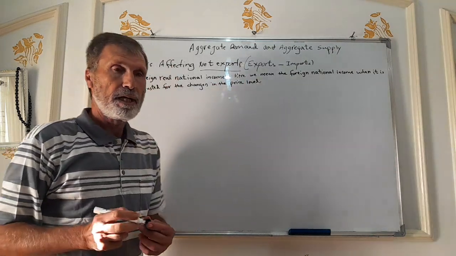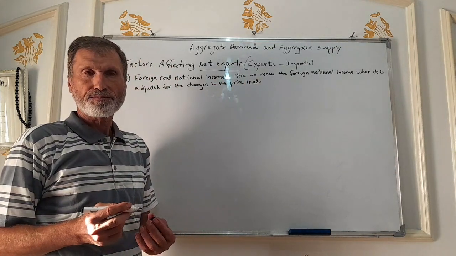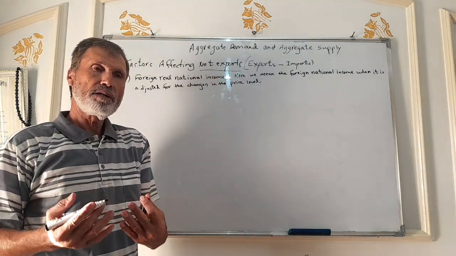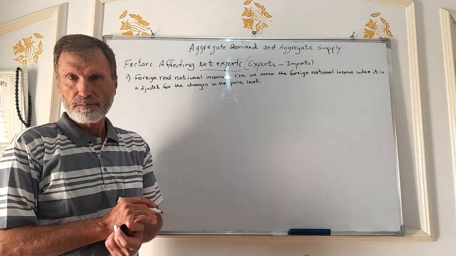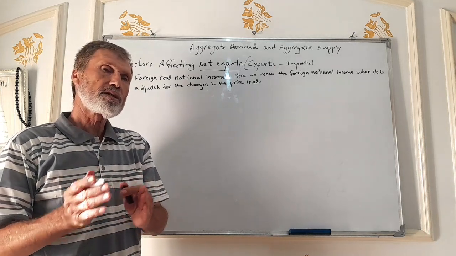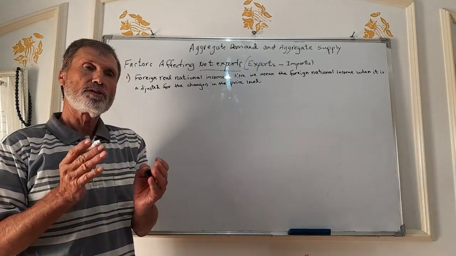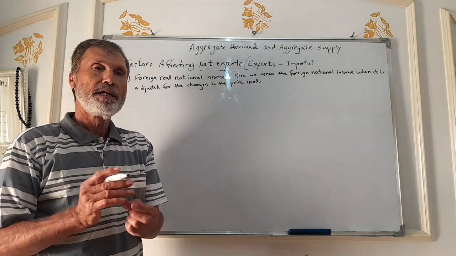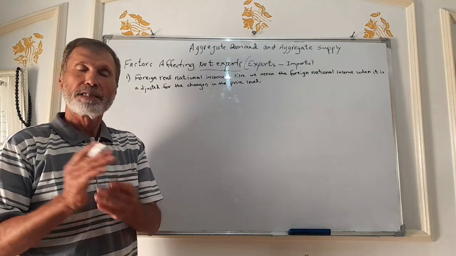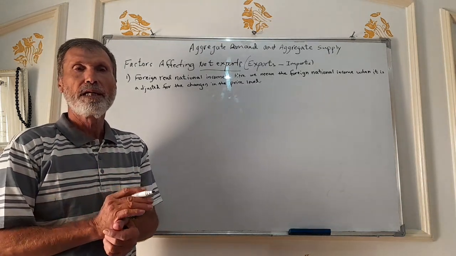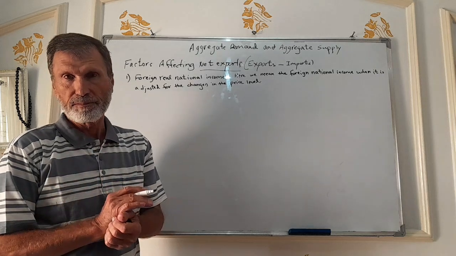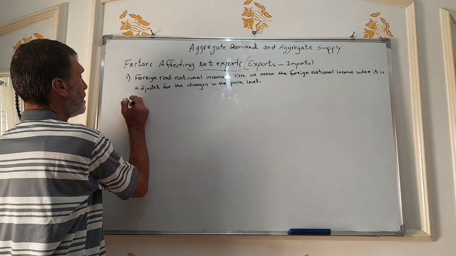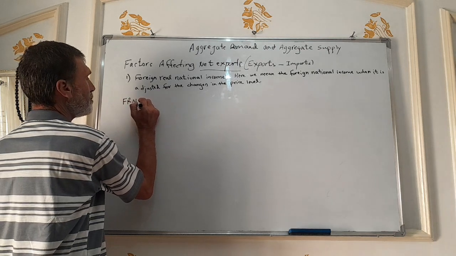Of course, when the foreign real national income increases, this means that foreigners are able to purchase the domestic goods. So purchasing the domestic goods means that domestic exports will increase, which implies that net export will increase ceteris paribus. That is assuming that imports stay the same.